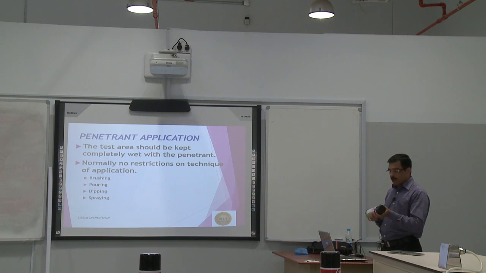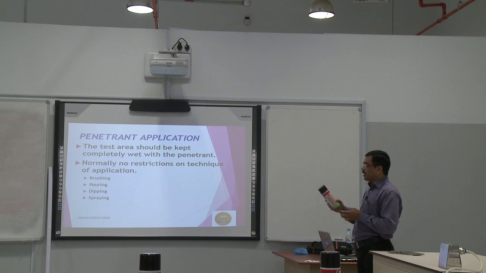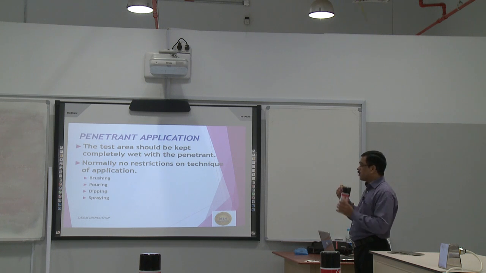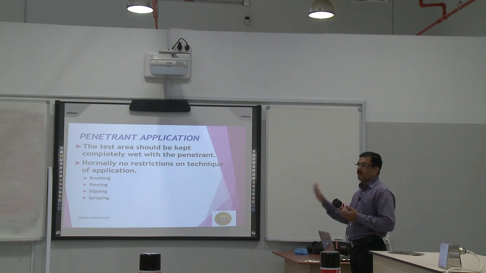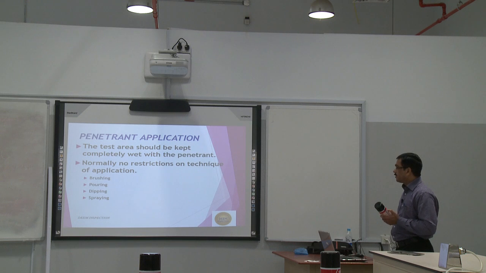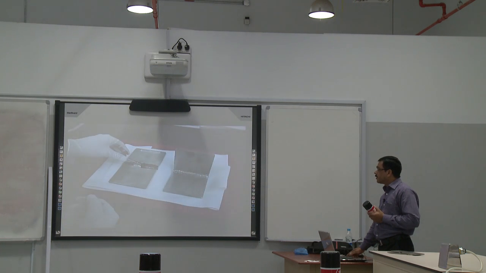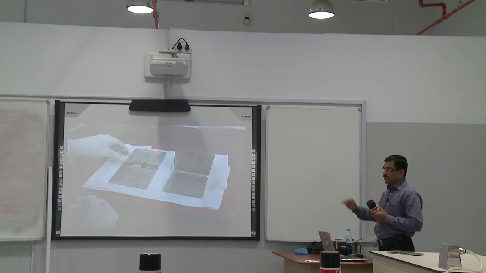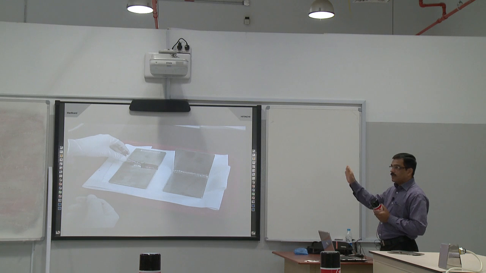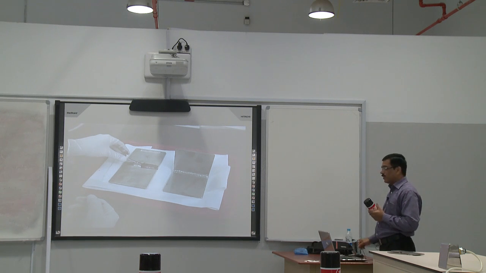For the penetrant application, we already told you we can use any method. We can do brushing, pouring, dipping, spraying, or any method to apply the penetrant. The only thing is the penetrant should equally cover the surface of the material. Like this brushing, they are applying the penetrant with a small brush. We can use that one.